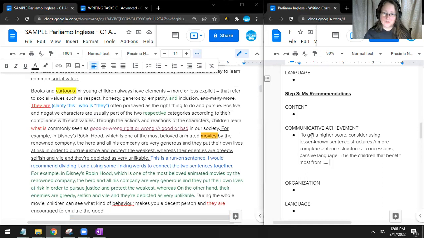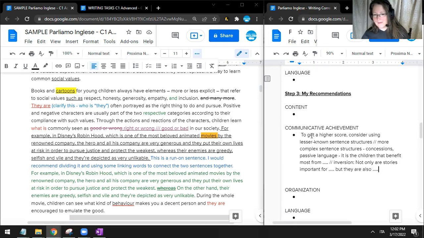Or for example, an inversion, like not only are stories important for blah, blah, blah, but they are also those sorts of phrases, as well as comparisons. So using those kinds of forms, even if you're not 100% sure about it, they will boost your score.